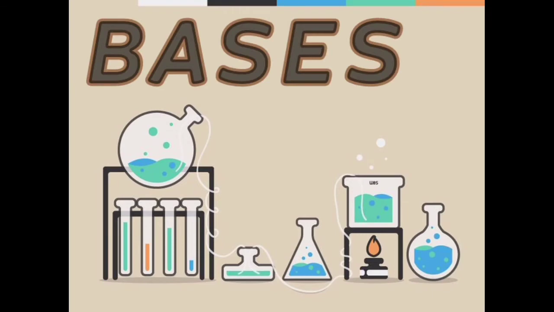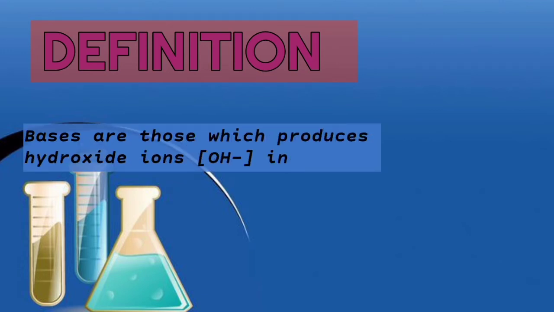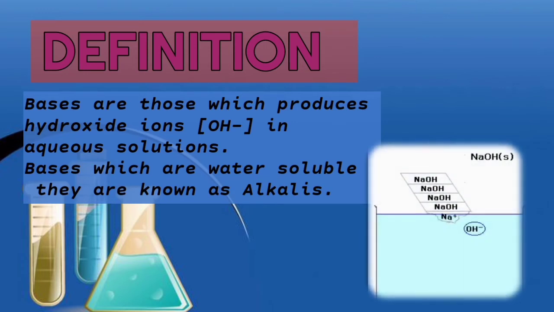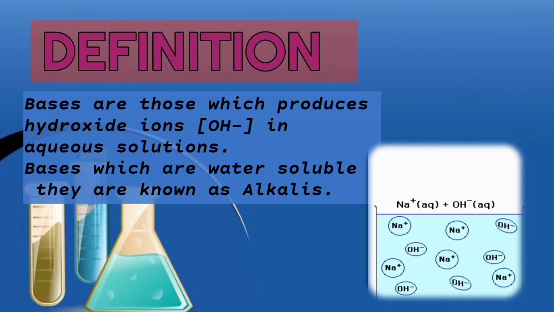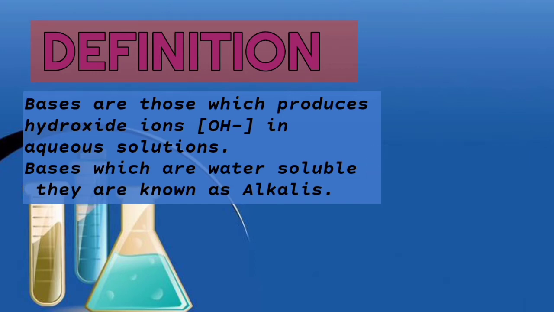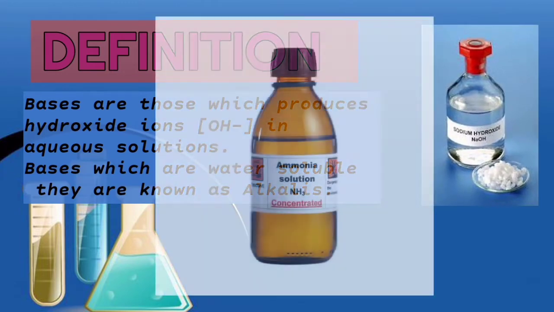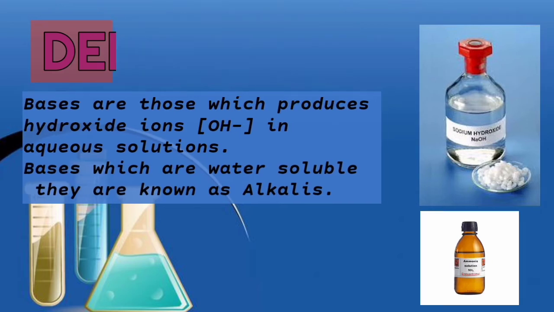We'll start with bases now. Bases are those which produce hydroxide ions, that is OH minus ions, in aqueous solution. Bases which are water soluble are known as alkalis. Now here you can see that NaOH dissociates into Na plus and OH minus ions, so they produce OH minus ions in water. Sodium hydroxide, that is NaOH, and ammonia are the examples of bases. Now as we have seen, bases have bitter taste. So here you can see bases taste bitter.